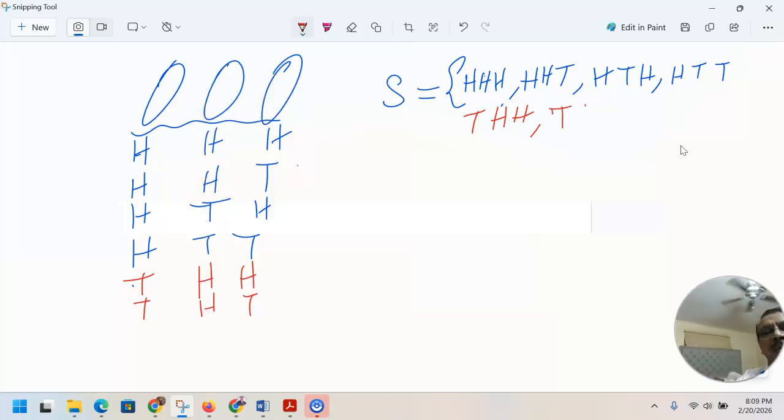So it is tail, tail, and head. Or it could be tail, tail, and head. So tail, tail, and head. And the last one will be tail, tail, tail. All shows tail, tail, tail. So now we have three like this, right?